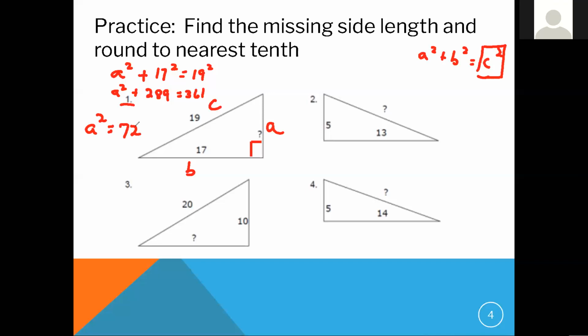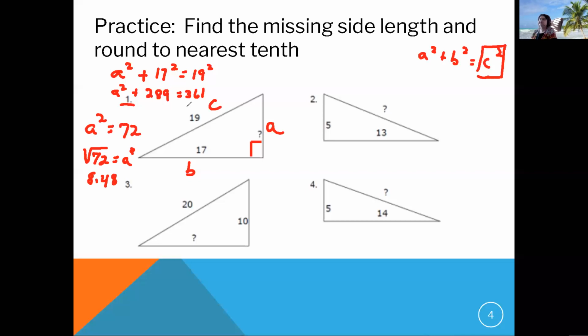Square root. The very last step. The square root. So that means you need to find this button on your calculator and do the square root. And you're going to get a decimal. 8.48.